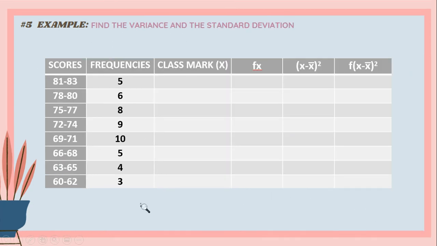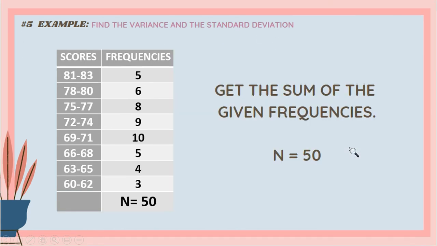Using the same data, we are now going to find the variance and the standard deviation for this class data set. Always remember what I've told you, that you need to find the class mark, fx, x minus mean squared, and then f times x minus mean squared to find the variance and standard deviation. So, get the sum of the frequencies. 5 plus 6 plus 8 plus 9 plus 10 plus 5 plus 4 plus 3 is equal to 50.